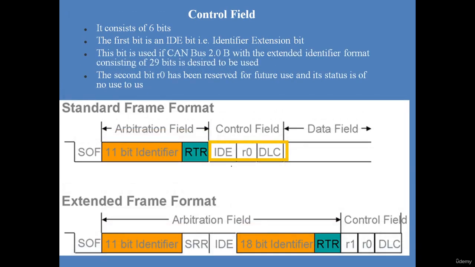Coming to the control field. It consists of 6 bits. The first bit is an IDE bit, that is the identifier extension bit. This bit is used if CAN bus 2B with the extended identifier format consisting of 29 bits is desired to be used. The second bit, R0, is reserved for future use and its status is of no use to us. This is the control field, this is the identifier bit. If we are making use of CAN2B, then this bit is used. This is reserved for future purposes.